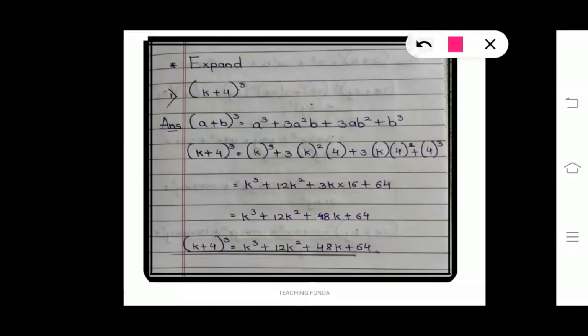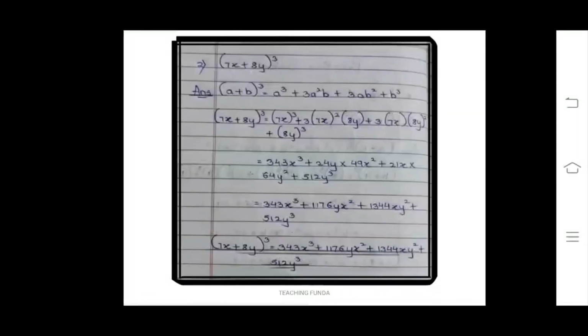Plus second term cube, 4 cube. Already I told you that your cubes must be by-hearted. k cube plus 4 3s are 12 k square, plus 4 square is 16, 3 16s are 48k, plus 64. You have to write as it is. This is your answer of this question.